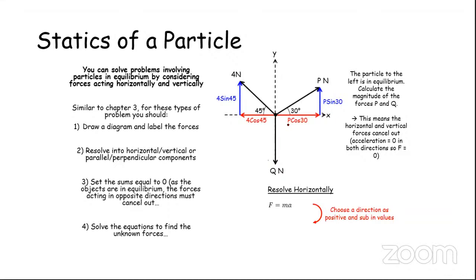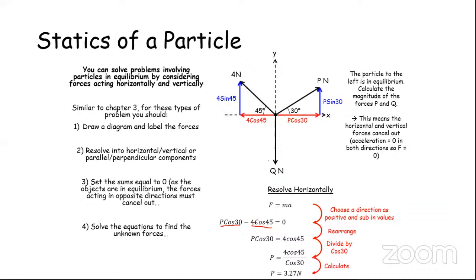So along the horizontal, we have P cos 30 and 4 cos of 45. By choosing the positive direction, we begin with P cos of 30, and then we subtract the 4 cos of 45. When we rearrange and take the 4 cos 45 to the right hand side, it becomes positive, and P cos of 30 is equal to 4 cos of 45. When we divide by cos of 30 on both sides, we shall have P is equal to 4 cos 45 divided by cos of 30. And when we substitute in a calculator, we shall get P equaling 3.27 newtons. Is this step okay?